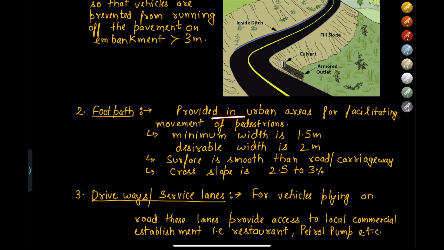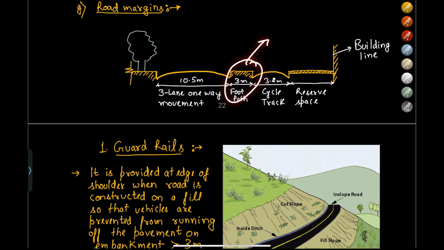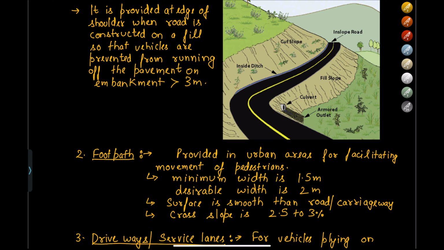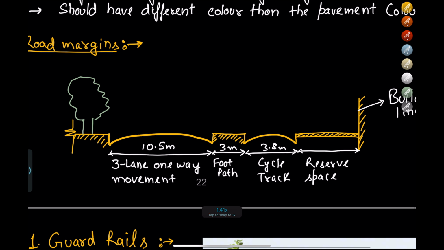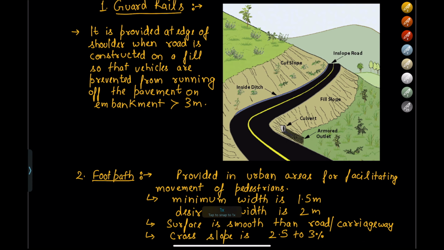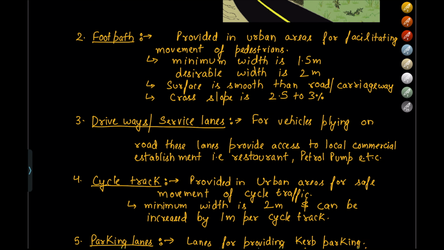It is provided in the urban areas for facilitating movement of the pedestrians. Here also it has been shown. Minimum width is 1.5 meter and desirable width is 2 meter. Surface is smoother than the road or carriageway. Cross slope is 2.5 to 3%. The cross slope on footpath or cycle track is kept to be 2.5 to 3%. This is to ensure that the water accumulating on the footpath is not getting penetrated into the pavement subsurface.